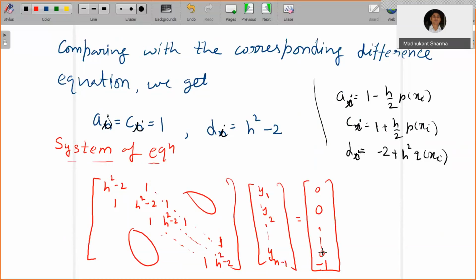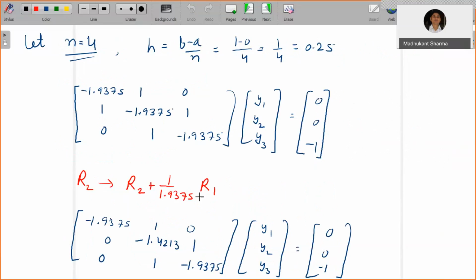So let's fix some value of h and try to solve this. Let n equal 4. This gives h equals (b minus a) by n, that is 1 minus 0 by 4, which is 0.25. Now replace the h value by 0.25. With n equals 4, you have y0, y1, y2, y3 and y4. But since y0 and y4 are known to you, only the rest are unknowns.